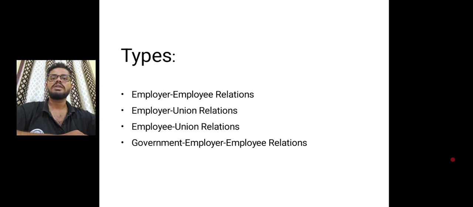Second one, collective industrial relations. This involves the relationship between the employer and a group of employees, usually represented by trade unions, and includes collective bargaining, the negotiation of wages, working conditions, and the benefits. It deals with the union management relations, agreements, and resolving the collective disputes.